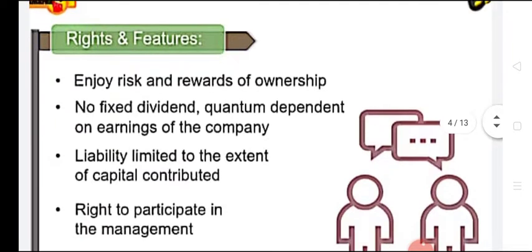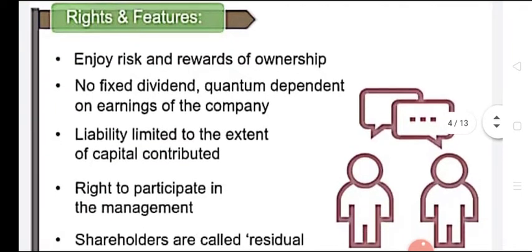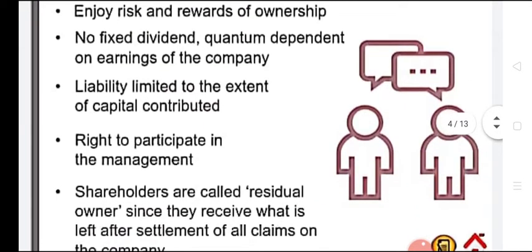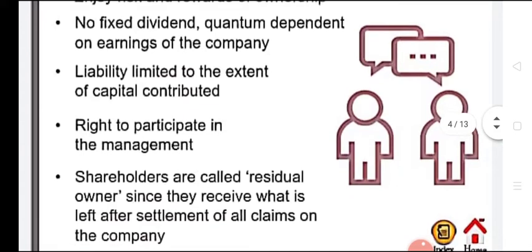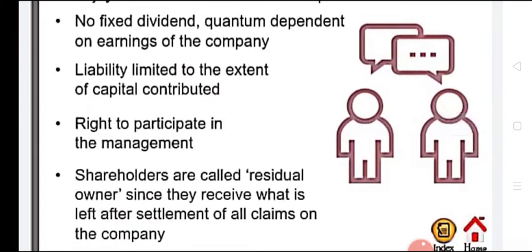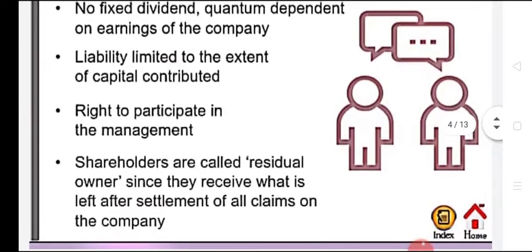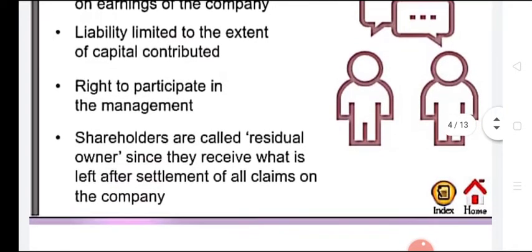Few rights and features of equity shareholders are as follows. Equity shareholders enjoy risk and rewards of ownership as they are the real owners of a company. There is no fixed dividend. Dividend is a part of profit which is divided among the shareholders. So equity shareholders do not get a fixed dividend, and the part of profit to be divided among the owners depends on the earnings of the company.